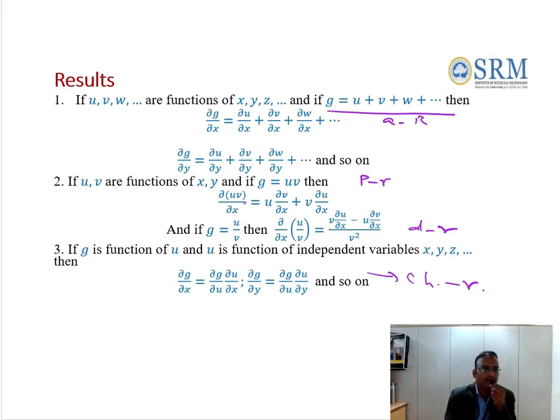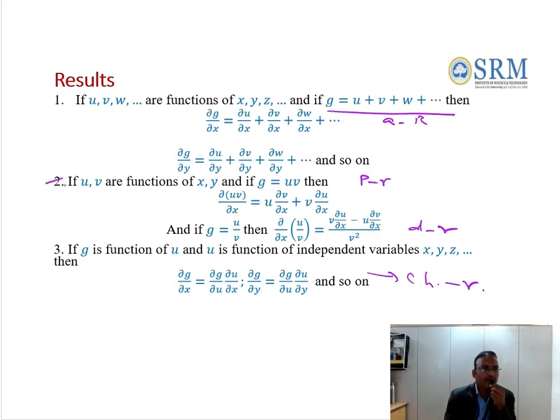Similarly, ∂g/∂y is equal to ∂u/∂y + ∂v/∂y + ∂w/∂y and so on. Okay. Similarly, we can define ∂g/∂z, and for any variable z. Let us see the second result.